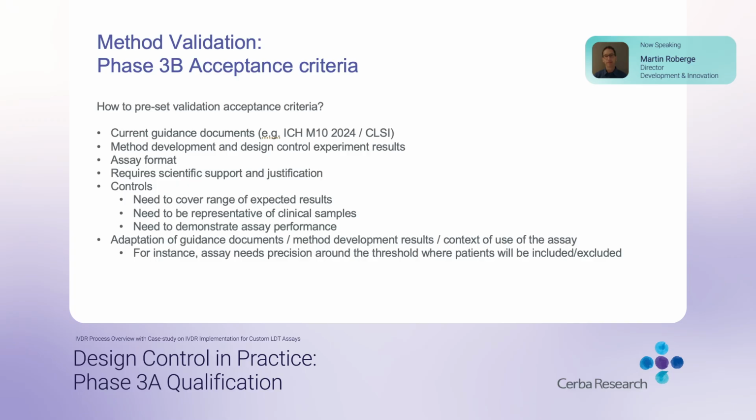Controls. You need to use control samples for the method validation, and you need to cover the range of the expected results during clinical study analysis. They need to be representative of these samples, and they also need to demonstrate the assay performance on a day-to-day use. Again, these acceptance criteria need to be adapted from guidance documents, from method development results, and the context of use of the assay. For instance, the assay needs precision around the threshold where patients will be included or excluded. That's very important, again, going back to the context of use of the assay.